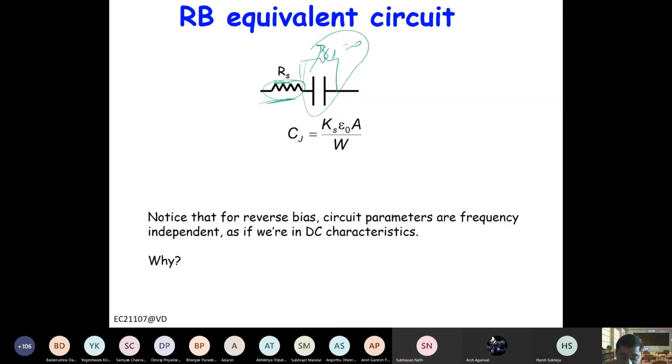Now, if you notice here, usually the reverse bias circuit parameters do not depend on frequency. So they are more or less constant, right? Why is that? Because these are majority carrier devices, right?